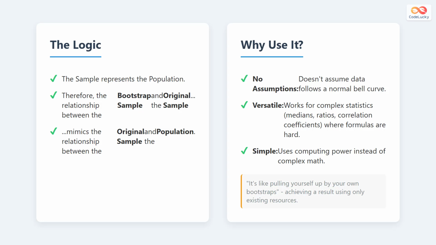You might wonder, why does this work? It works because the variation within our sample mimics the variation within the population. This method is incredibly useful because it doesn't rely on strict assumptions, like data following a normal bell curve. It is versatile enough to work for complex statistics where traditional formulas are too difficult to derive. It is like pulling yourself up by your own bootstraps.